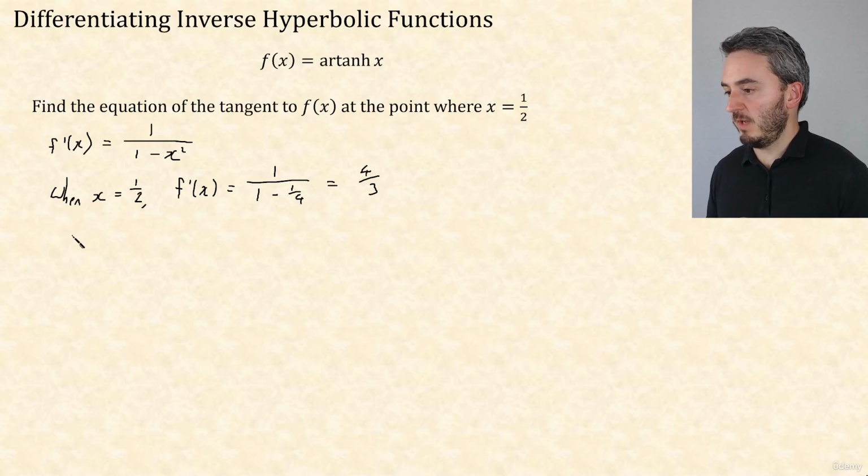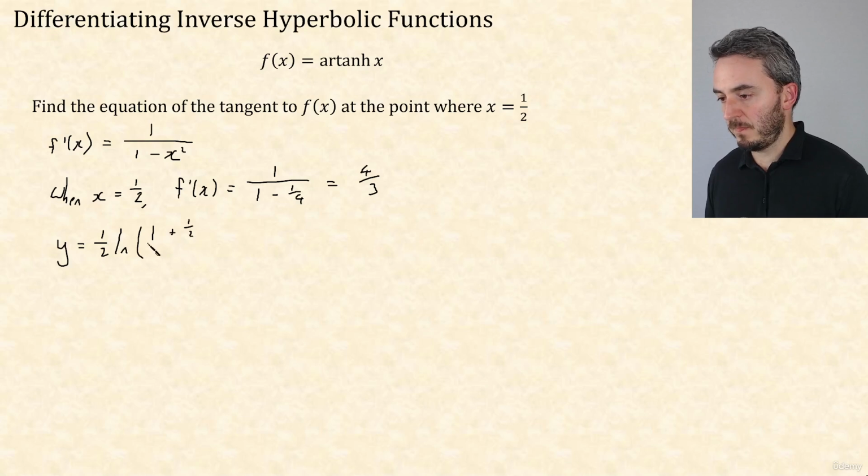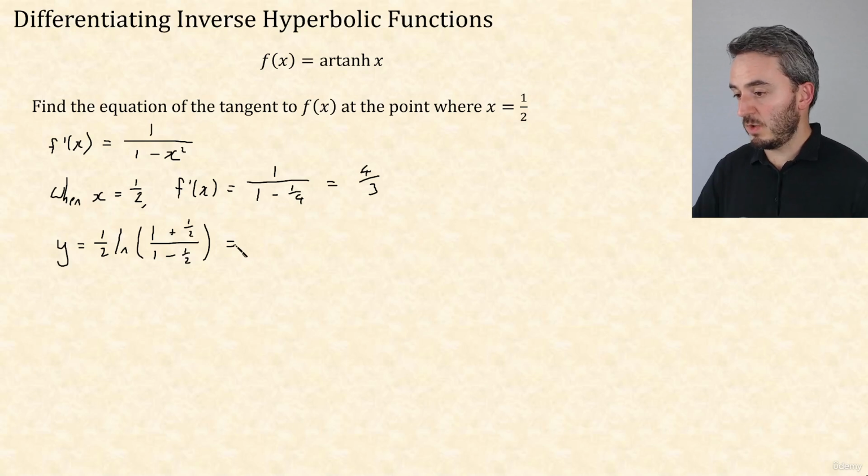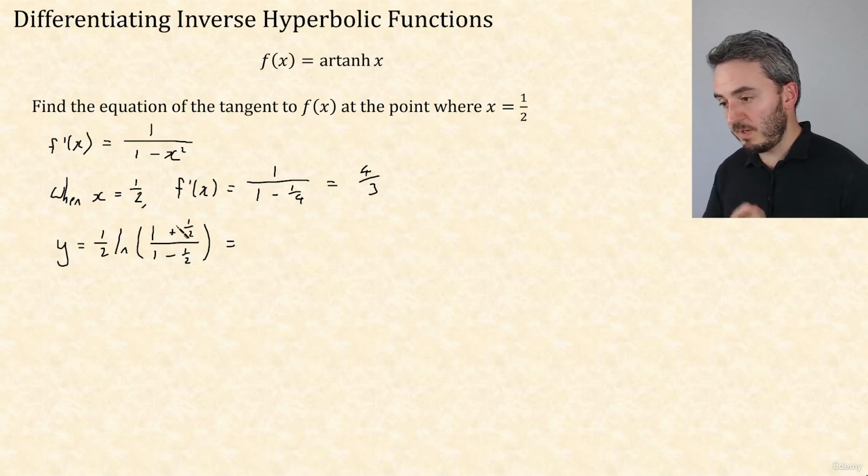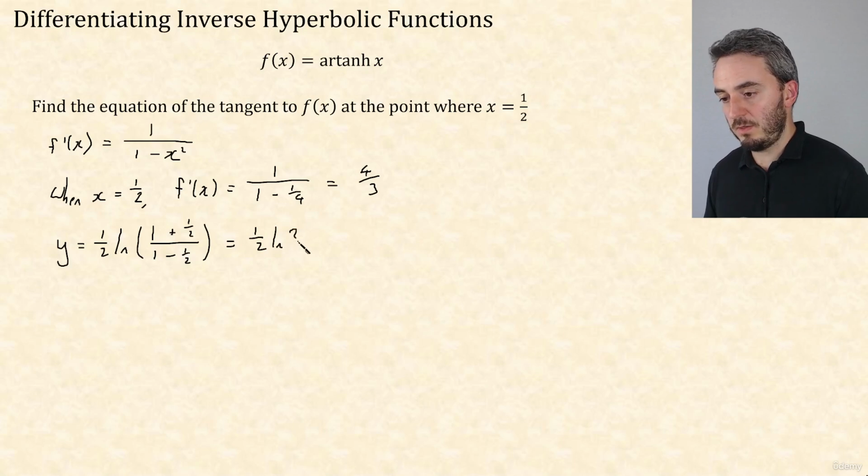So we also need the y value at that point. So the y value is going to be artanh of a half, which is half ln 1 plus a half over 1 minus a half. Remember, that just is what the artanh function is. So what is that? That is 3 over 2 divided by 1 over 2 is 3, so that's half ln 3. So now I can find the equation of the tangent.